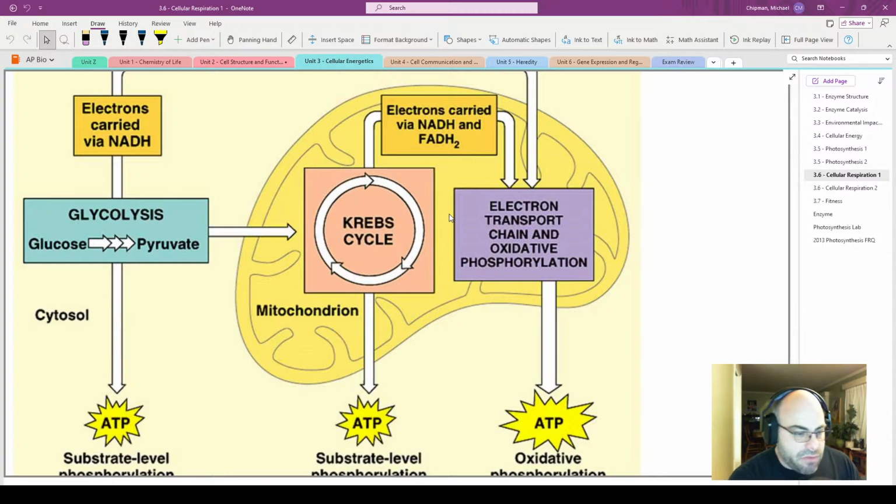Yes, lactate is found in muscle cells. And ethanol is in yeast and some bacteria too. They can also produce ethanol as well.